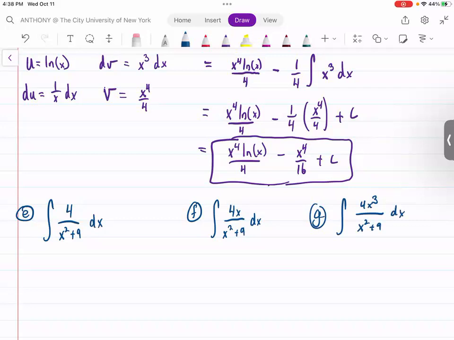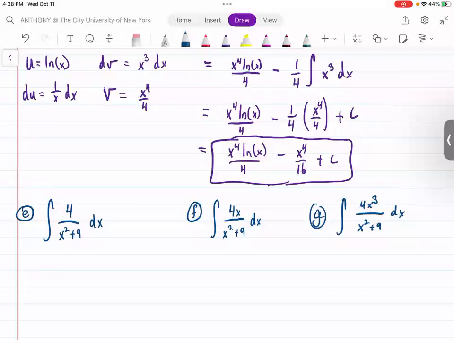Now, these examples all look similar because they contain x squared plus 9 in the denominator and a 4 in the numerator. But if you look at parts F and G, you have x and then x raised to a power. So there are different techniques used to find their antiderivatives.